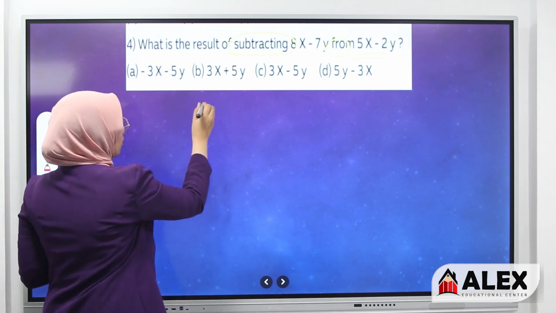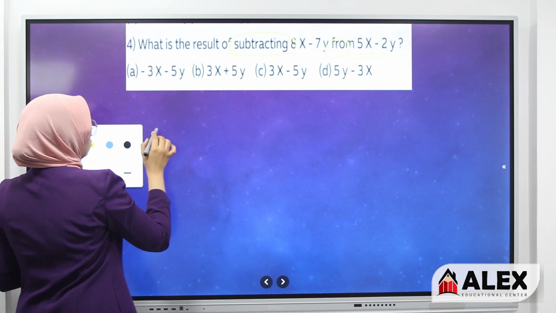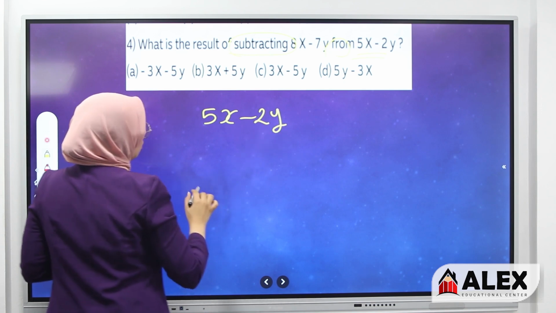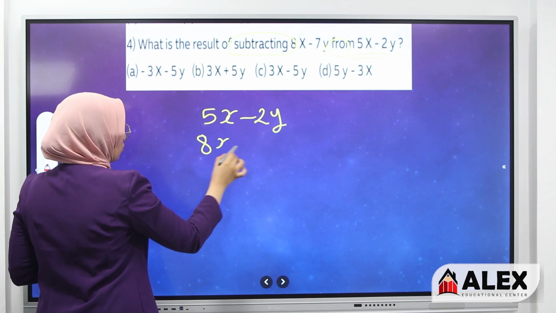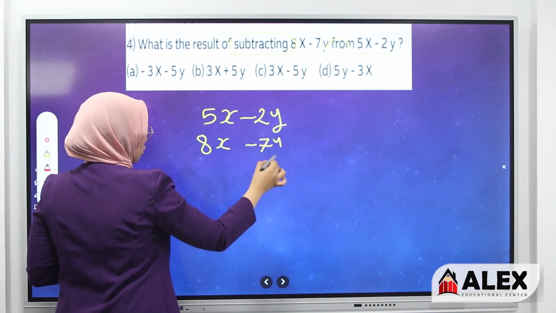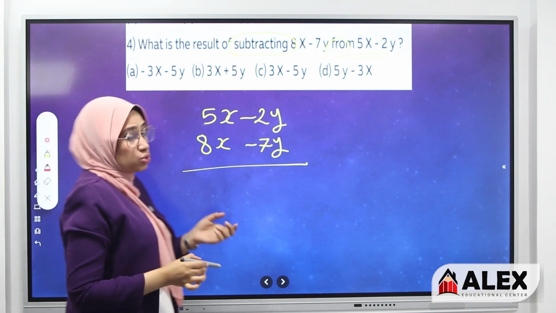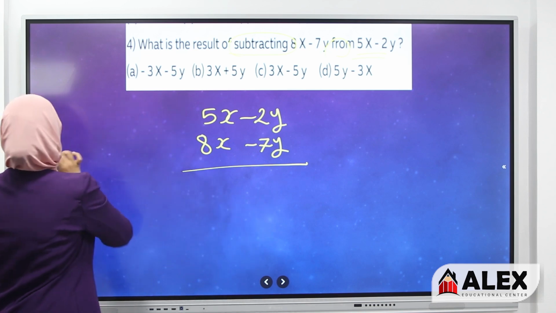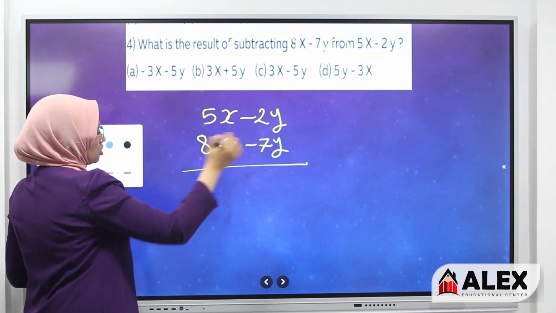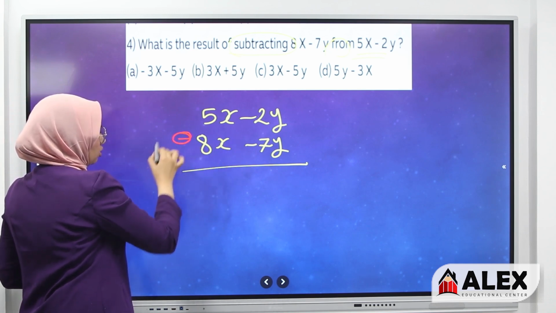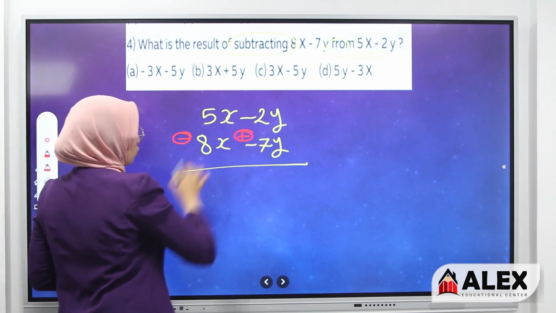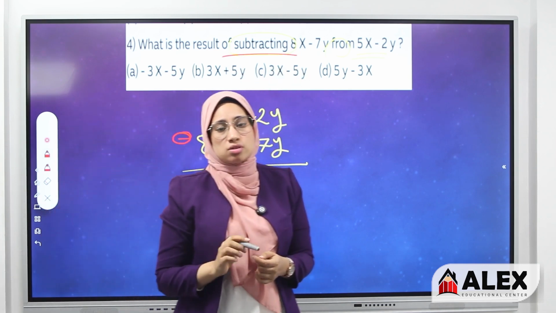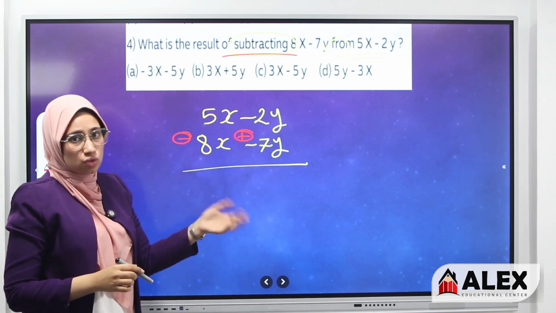Like this: 5x negative 2y, and another one, 8x negative 7y. Okay, to make subtracting we change all the terms of the second one. What does that mean? It means I change all the signs in the second term. Here it is positive, so I make it negative, and here it is negative, so it becomes positive. So when I do subtracting, the term after "from" comes first. Okay, then change all the signs of the second one.